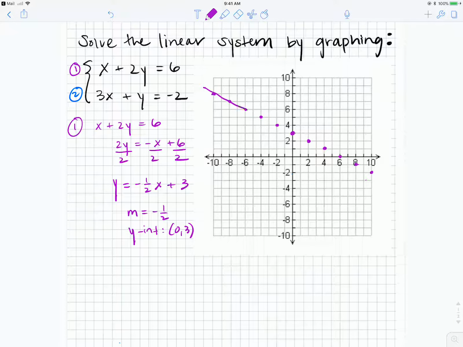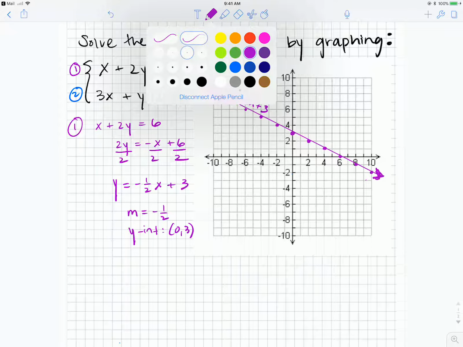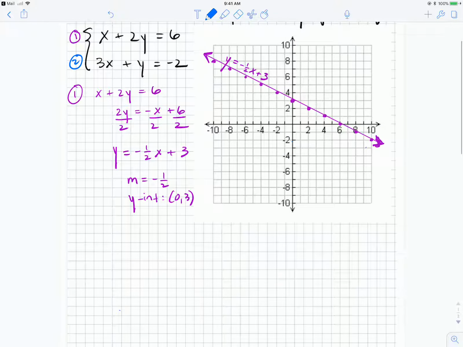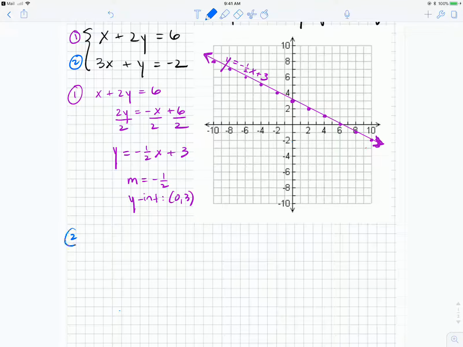And because I'm in Notability, I can use the Notability magic to draw my straight line. That'll do. And remember, because we are going to have multiple graphs in the same xy plane, we also need to label our lines with our equation. So I'm going to label it with the equation that's in slope-intercept form, but you could label with the original equation if that's your preference. Just make sure that you're labeling. Okay, so now I'm going to take equation 2.